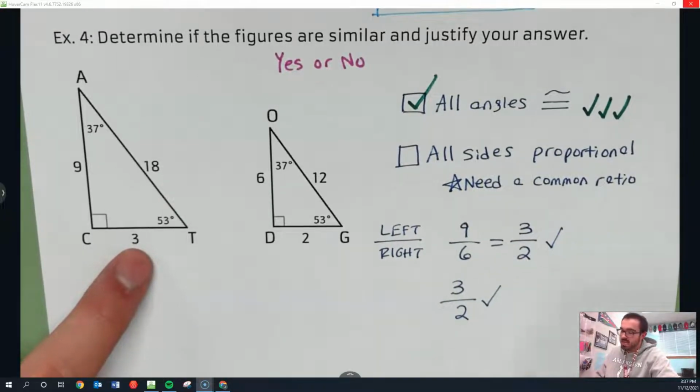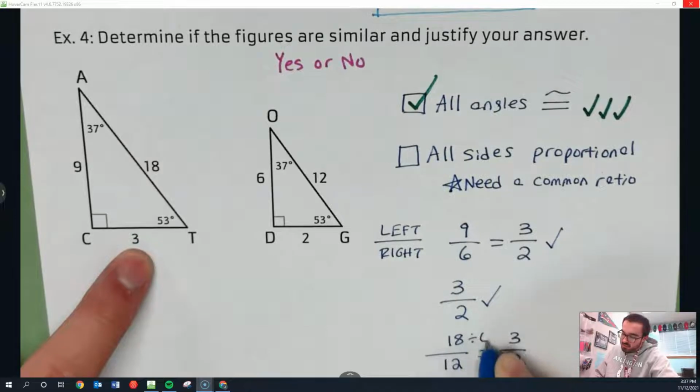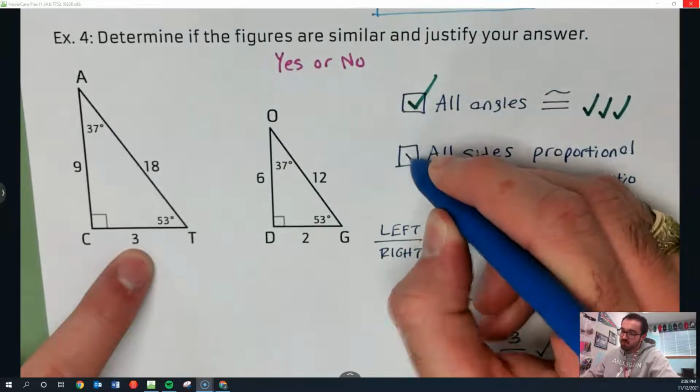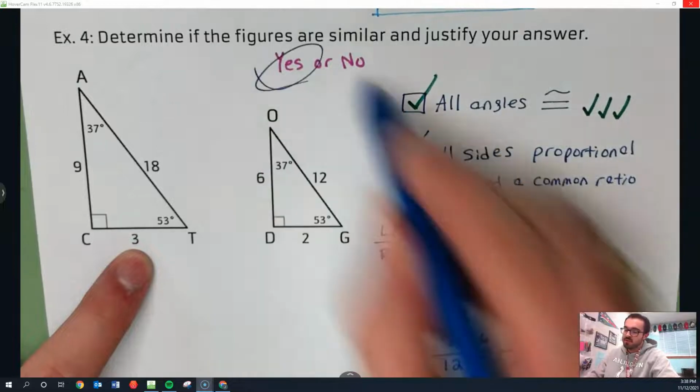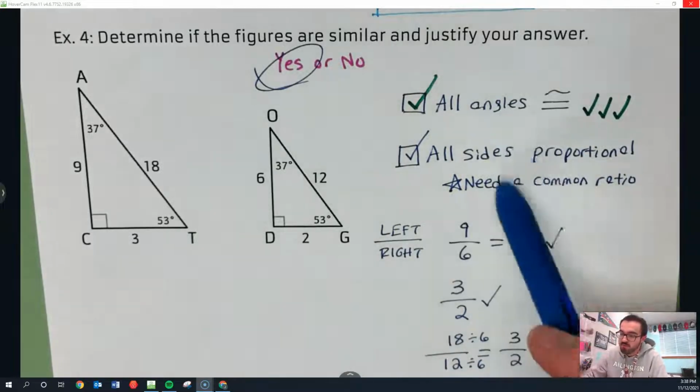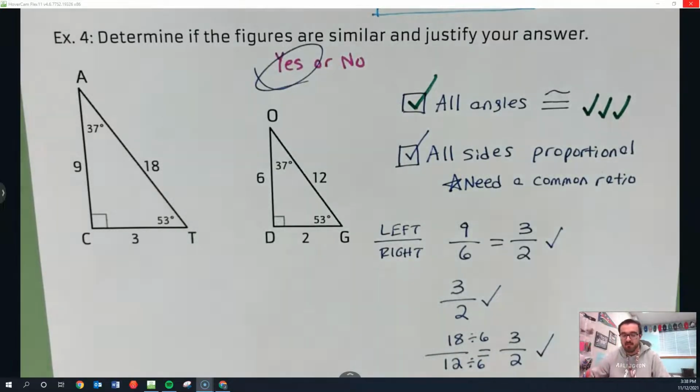Let's try our last one, 18 over 12. That would also reduce to 3 over 2. Divide by 6 would give me 3, 2. So it appears that we have a common ratio. All of our sides are proportional, so that is good to go. So yes, they are similar. So on your homework, you're going to basically prove both of those things are true or not true, and you'll say yes or no, they're similar. Okay?